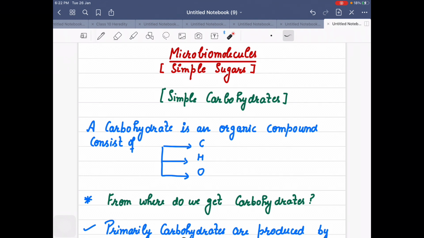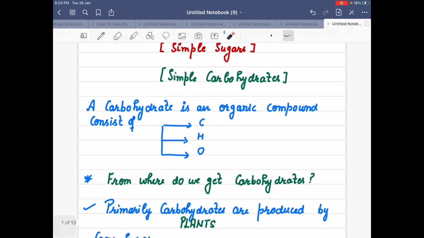When we discuss biomolecules, many students do not take interest in reading this chapter because there are lots of structures. As you know, we made it very easy to draw the peptide bond. Now you can easily draw it. We made it very easy to draw primary, secondary, tertiary and quaternary structure of protein. Same way we are going to learn carbohydrates today.